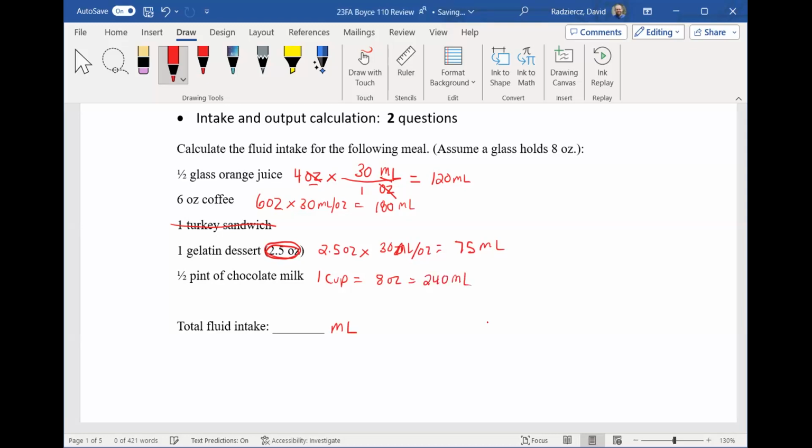Then all I'm going to do to solve this type of problem is add up my volumes. So I already have my calculator: 75 plus 120 plus 180 plus 240. And I'm going to get a total volume intake in this meal of 615 milliliters. So they got more than half a liter of liquid in this particular meal, assuming that I'm right about the Jell-O being a liquid.